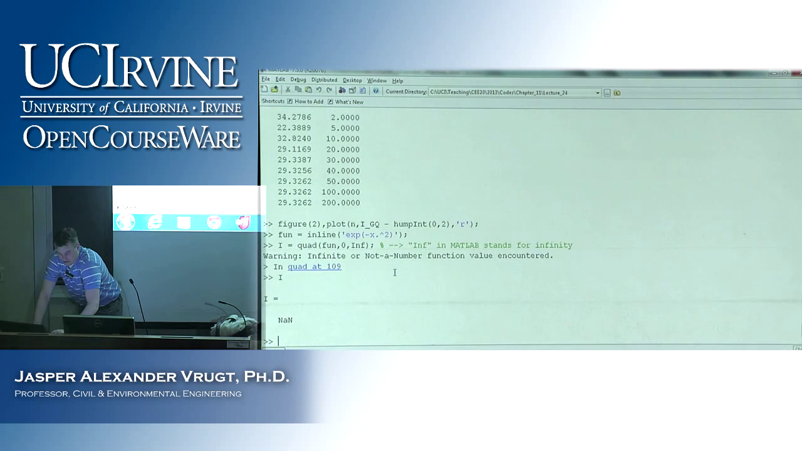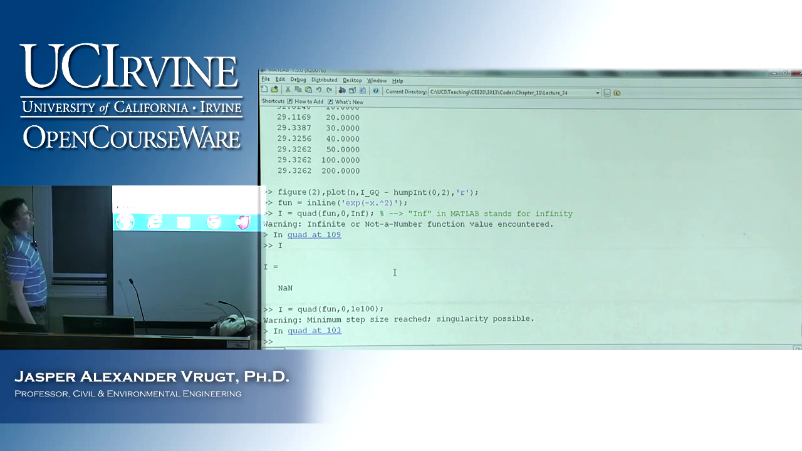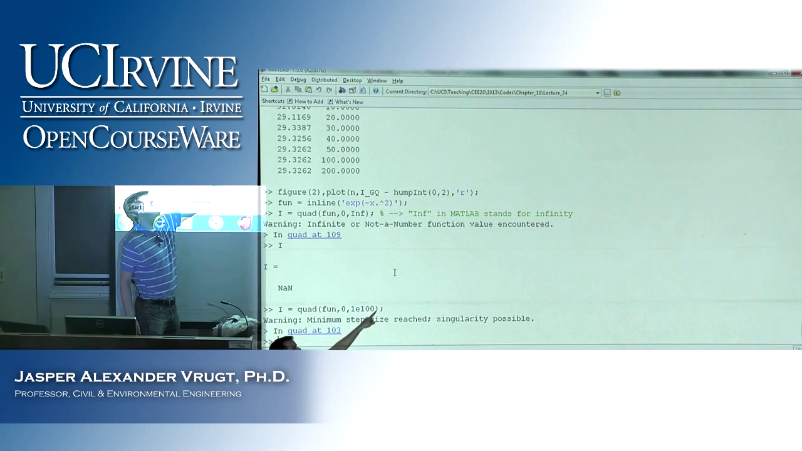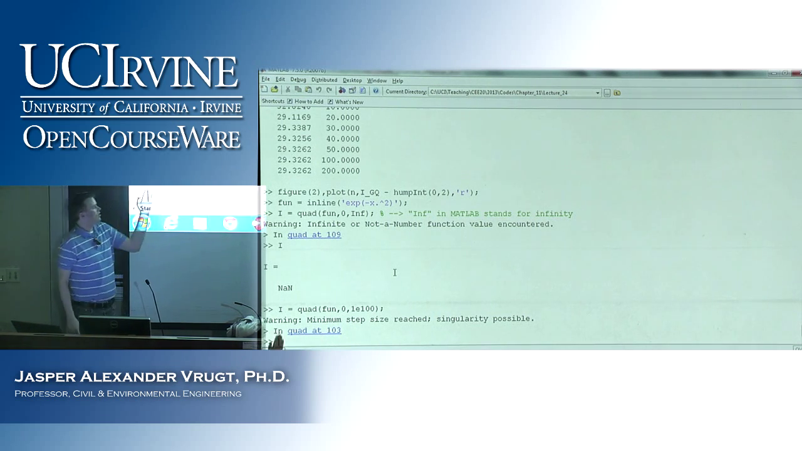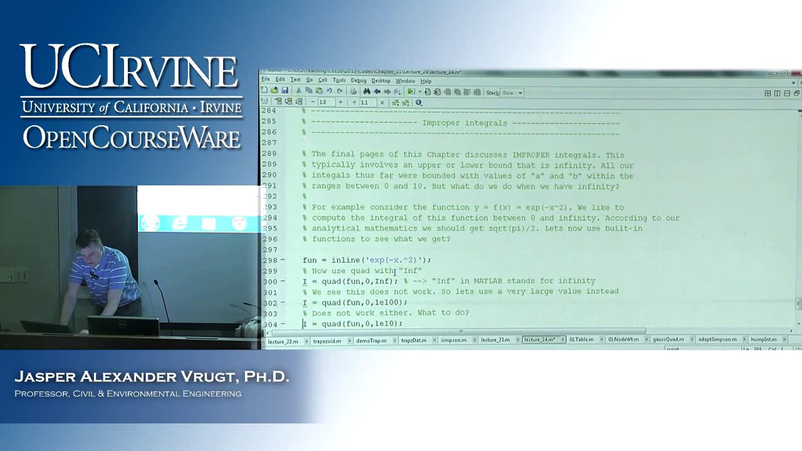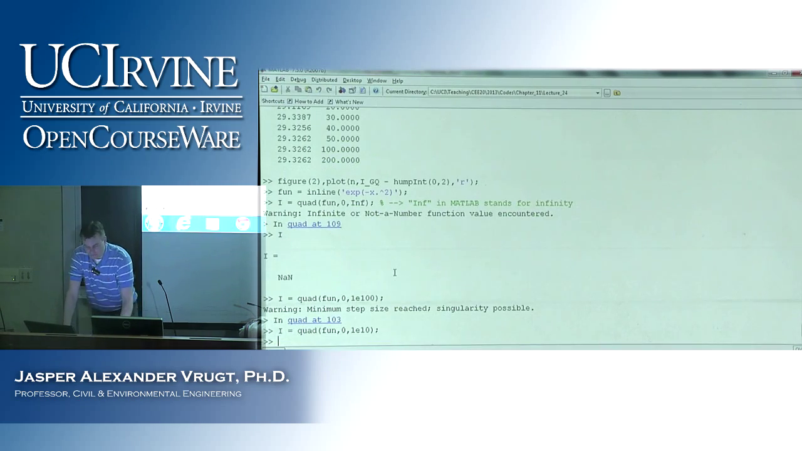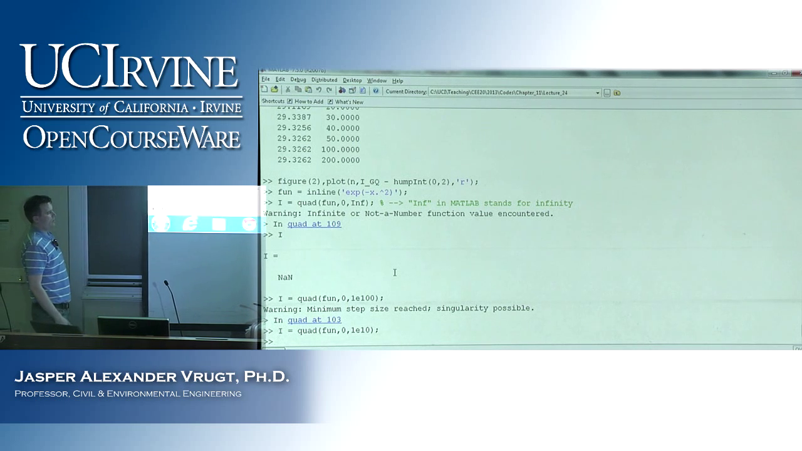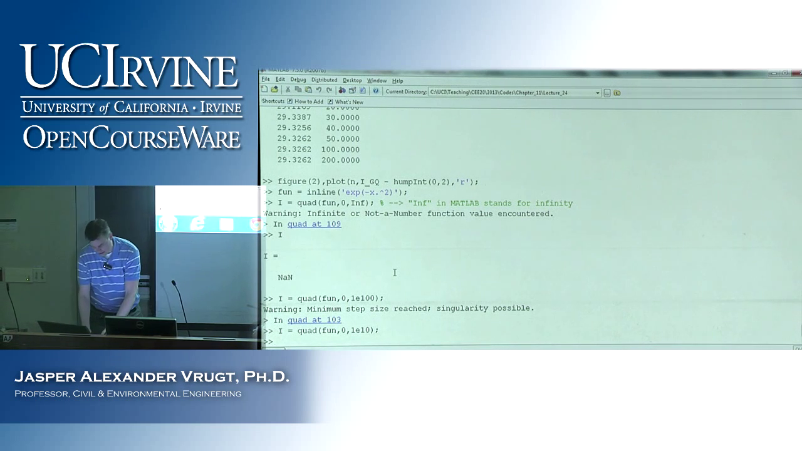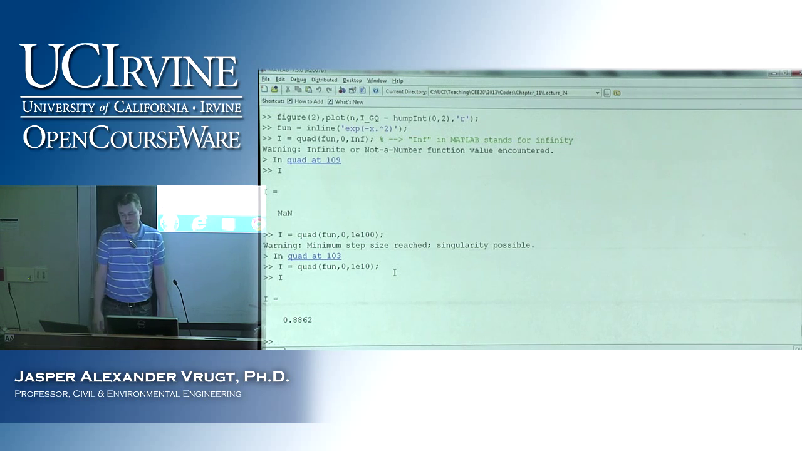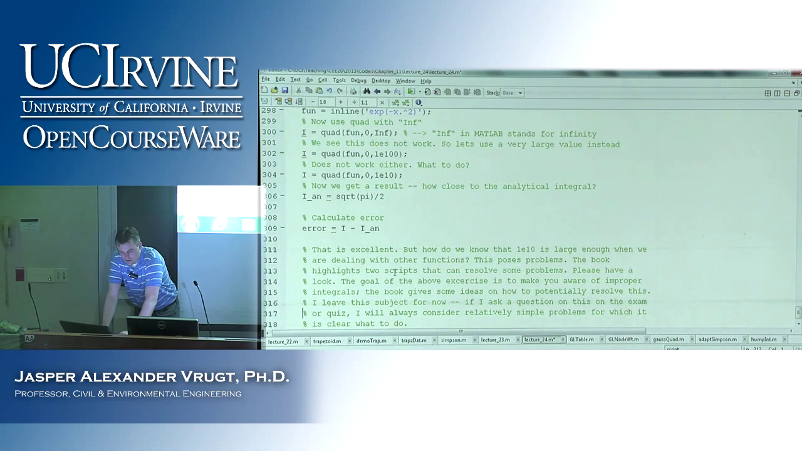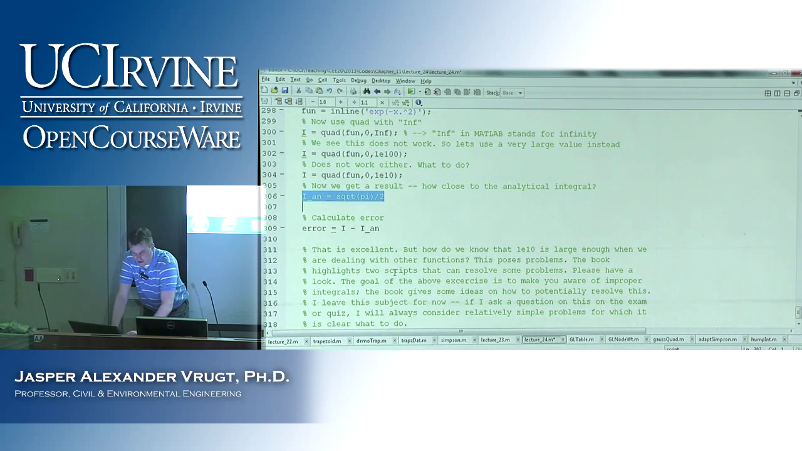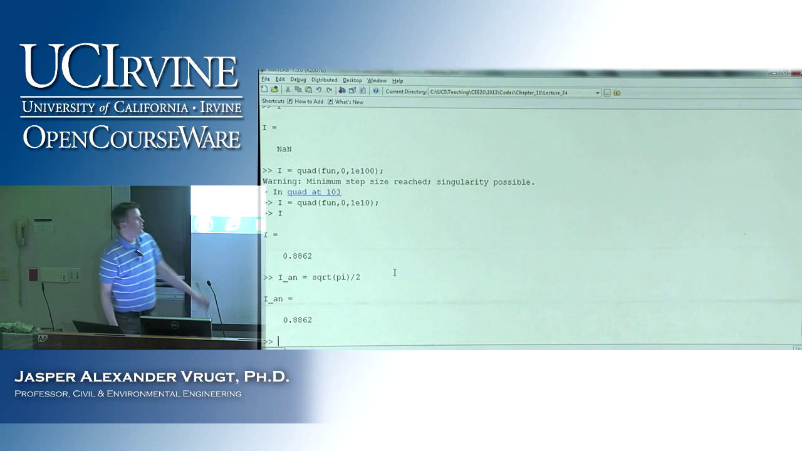So now what we can try is a really large number, 1e to the power 100. That's 1 with 100 zeros. Still, it doesn't take it. So let's try another really large number, 1 with 10 zeros. Now it suddenly takes it and gives us an estimate. And that is what is called improper integrals. And what you see, for the experts here, is that this is close to the analytical result.